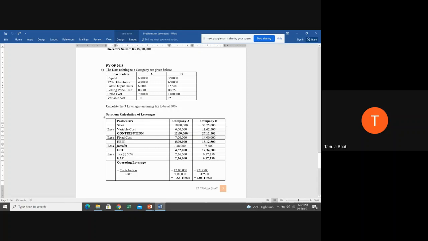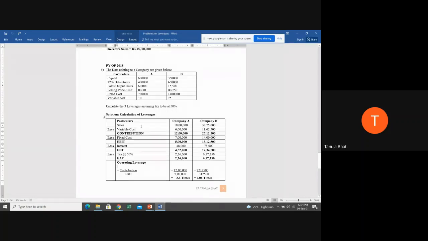From that, you have to less interest. How did you get this interest of 48,000? You have taken 12% of 4 lakh. You got 48,000. You got EBT, earnings before tax. Before tax, the earnings is 4,52,000. From this, you have deducted tax at the rate of 50% of 4,52,000, that you have got is 2,26,000. You got earnings after tax as 2,26,000.